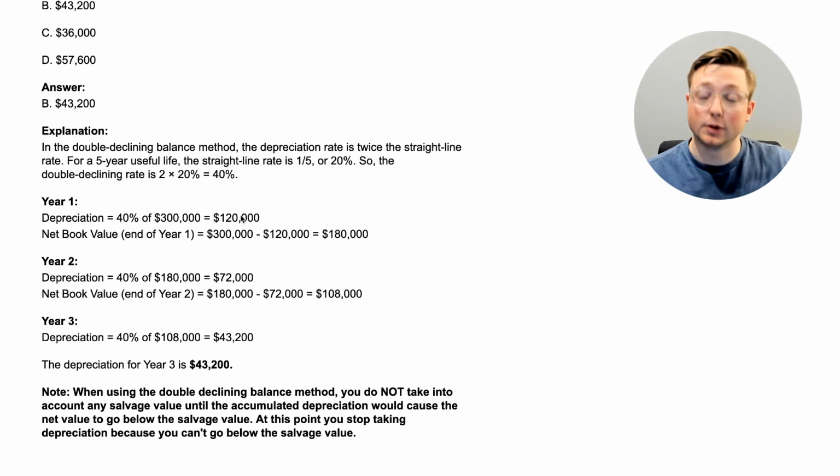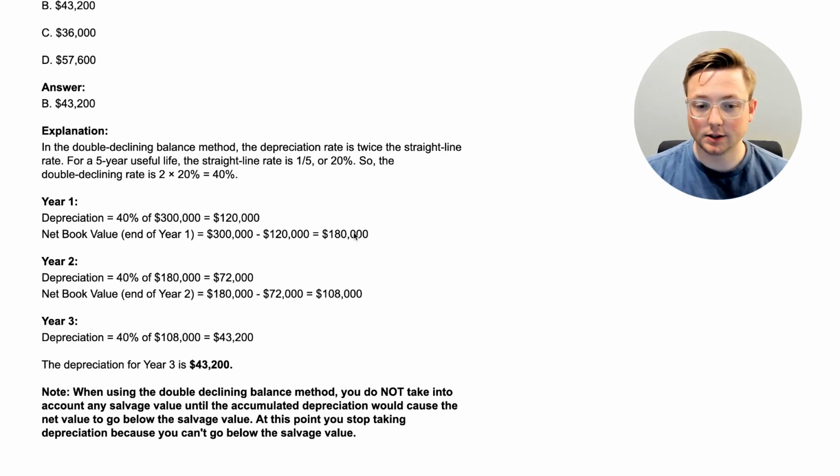You're doubling the percentage that you would have on straight line depreciation each year. And let me clarify that with the depreciation calculations here. So for year 1, 40% of 300,000 is 120,000. So in the first year, yes, you are doubling what I was talking about, but you're not going to do that in the next years.